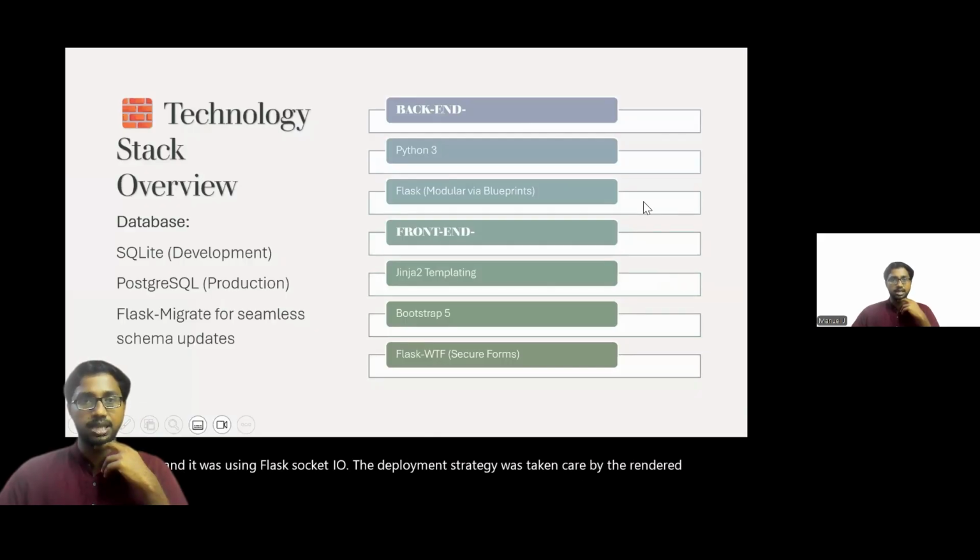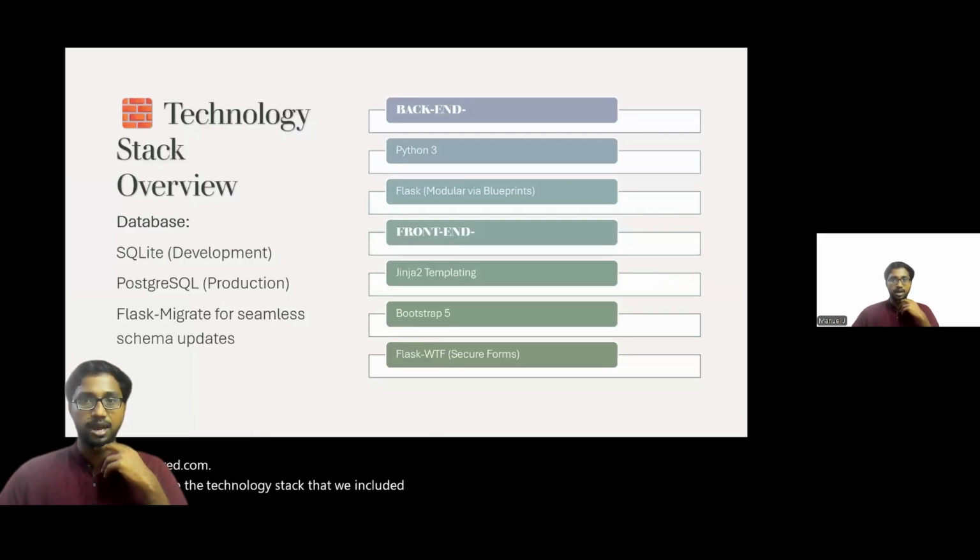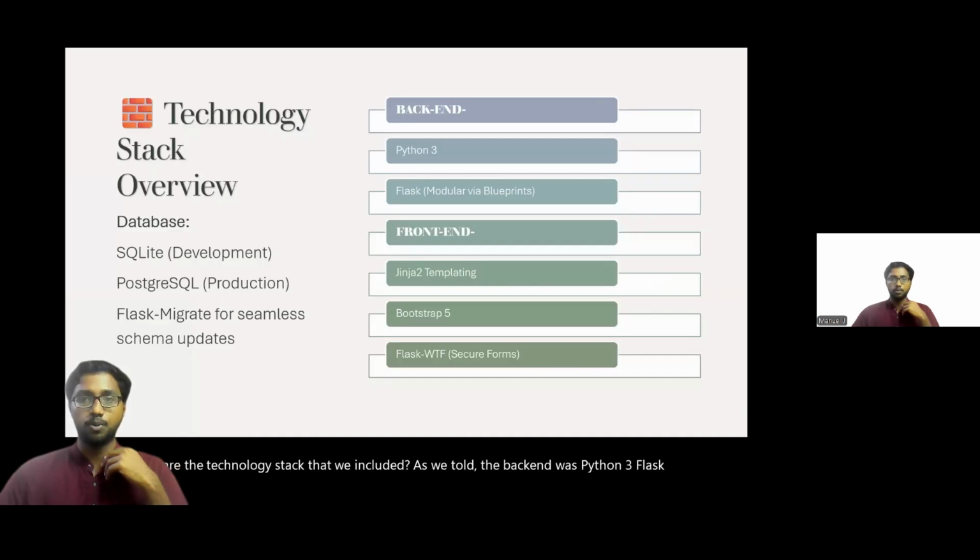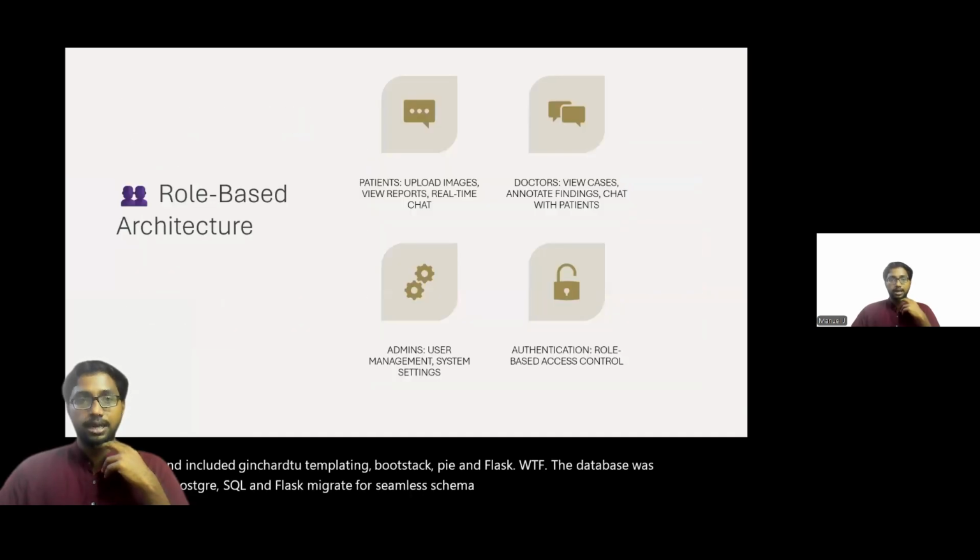What is the technology stack that we included? As we said, the backend was Python 3 Flask; the front end included Jinja2 templating, Bootstrap, and Flask-WTF. The database was SQLite and PostgreSQL, with Flask Migrate for seamless schema updates. In the role-based architecture, patients have their own roles to upload images, view reports, and chat in real time. Doctors review cases, annotate findings, and chat with patients again. There are also roles for admins to manage the users and regulate the system settings, and authentication was based on role-based access control.